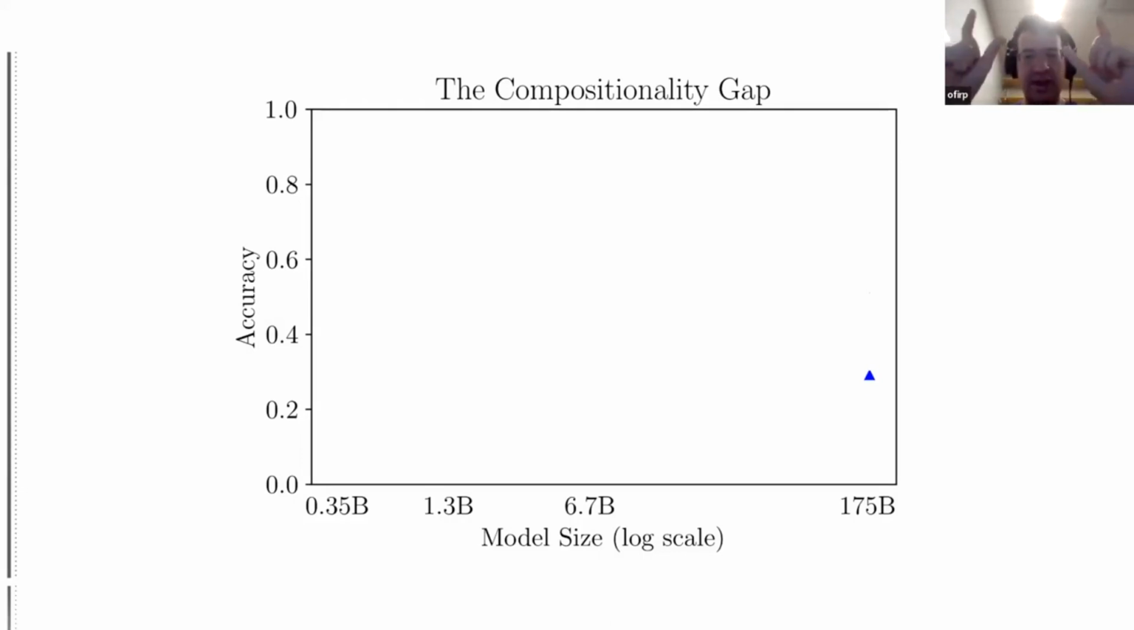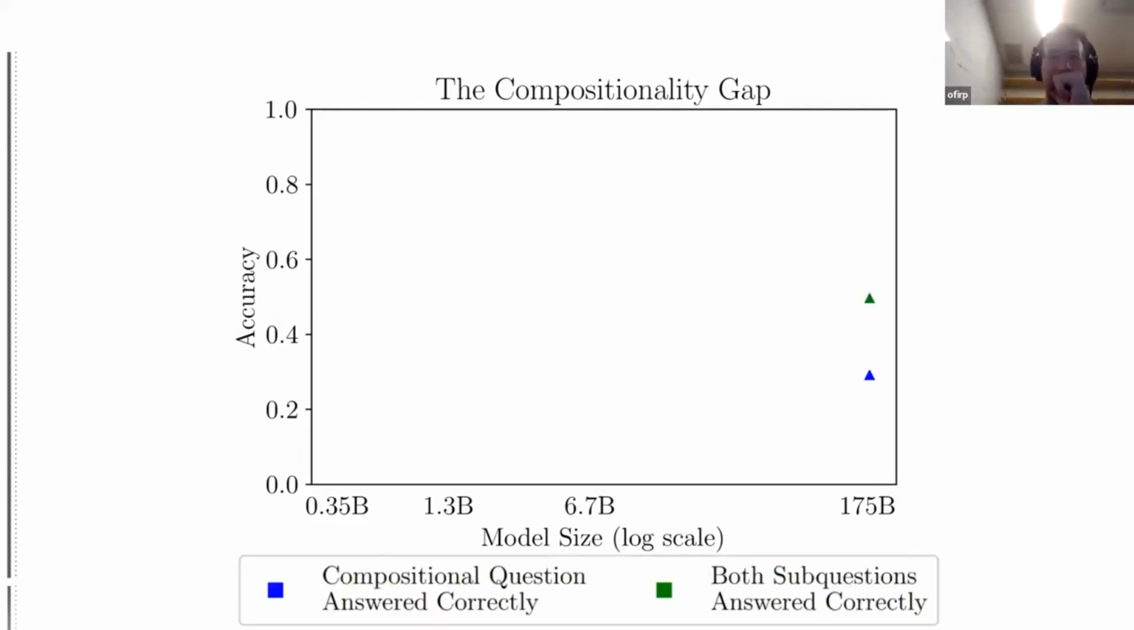So just like we did for the Billie Eilish question, we take each compositional question and take it apart into two sub-questions. We consider it correct only if it answers both sub-questions correctly. And when we do that with Da Vinci, the accuracy is like 50%. So there's a gap here.